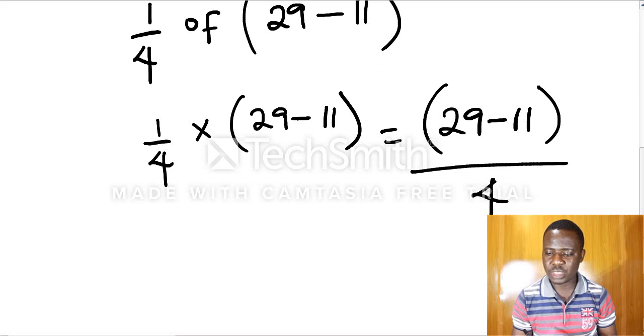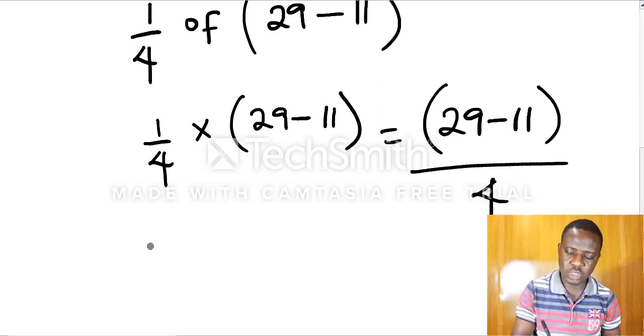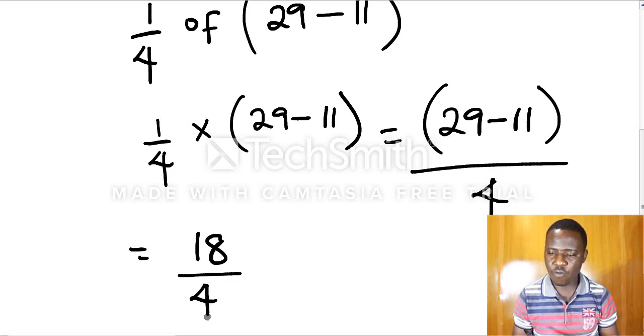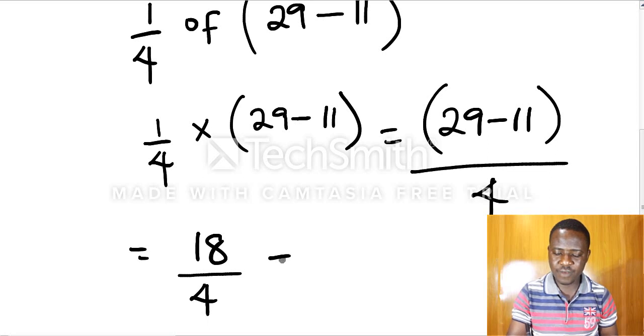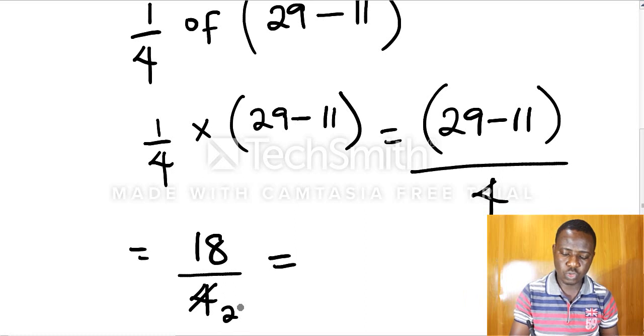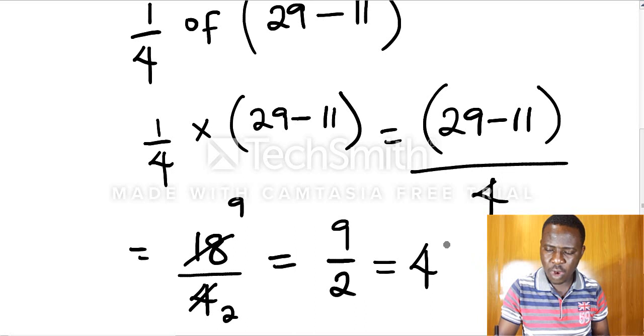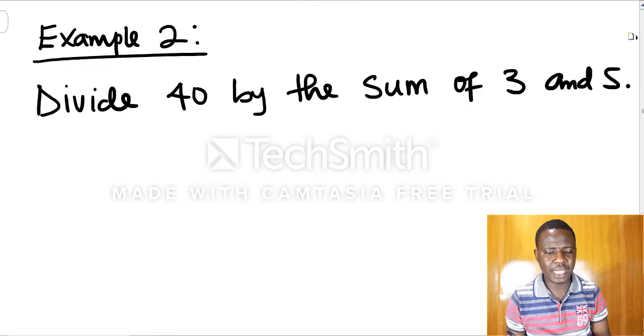So 29 minus 11 is going to give us 18. So 18 divided by 4. 2 into 18 is 9, and 2 into 4 is 2. So this leaves us with 9/2, and 9 divided by 2 is 4.5.